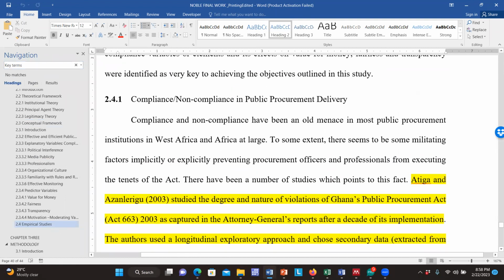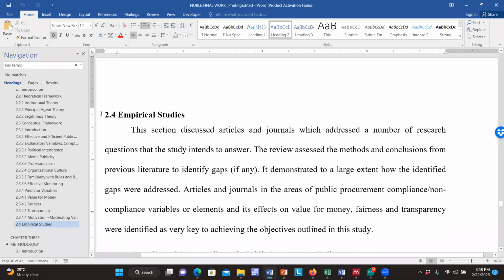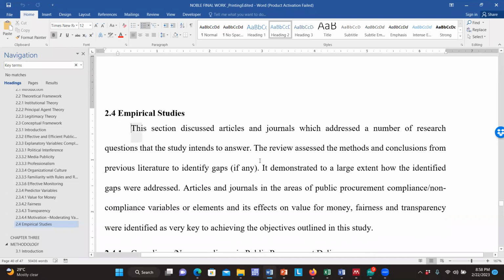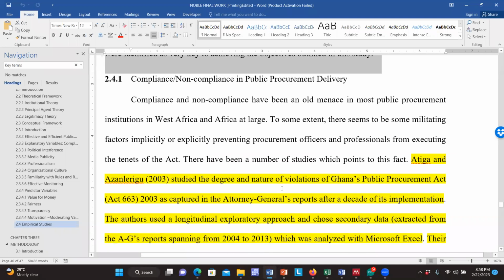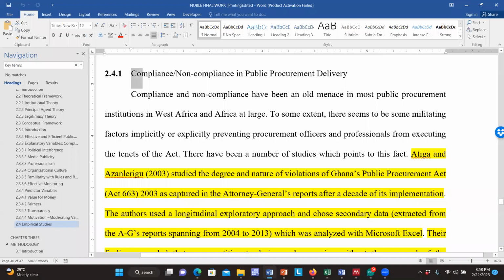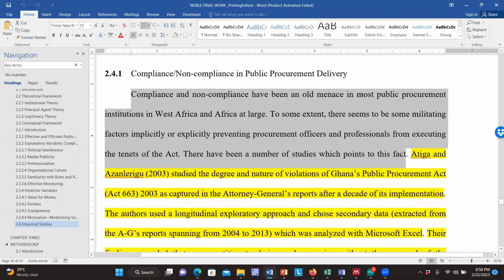He's doing something on procurement and non-compliance. So it takes the empirical review. You see, this is the section of the empirical review, and it tells you what he's going to do. I'm not interested, but I'm interested in, he's talking about non-compliance in public procurement. He gives a background, which I like this part. To start with the review itself, he gives a background, and look at how he puts it.